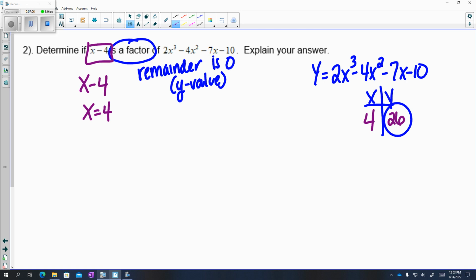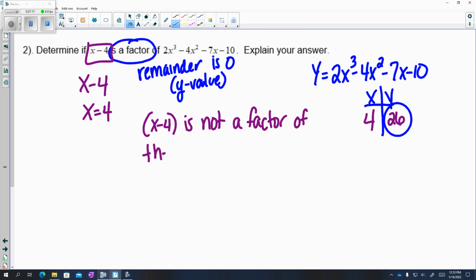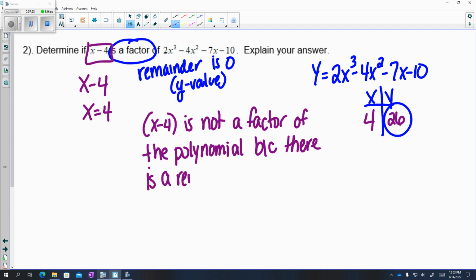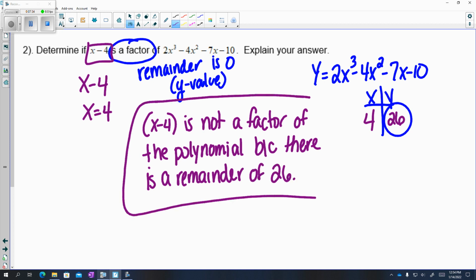So determine if x minus 4 is a factor. X minus 4 is not a factor of the polynomial, and then I have to explain my answer. Because there is a remainder of 26. Making sure that I've shown my work by writing down my table and explained my answer.